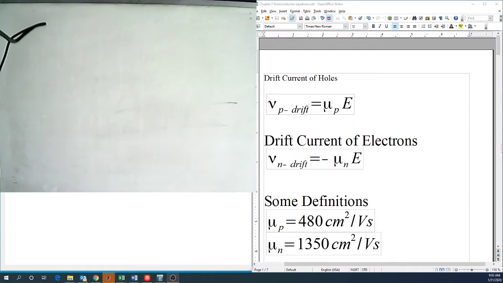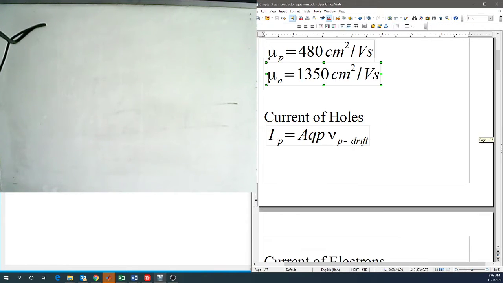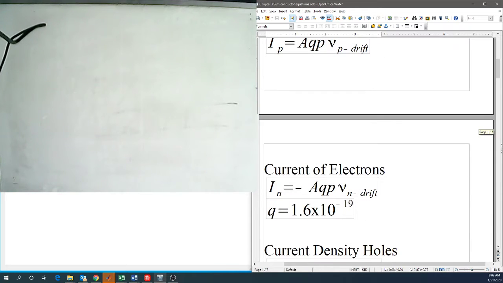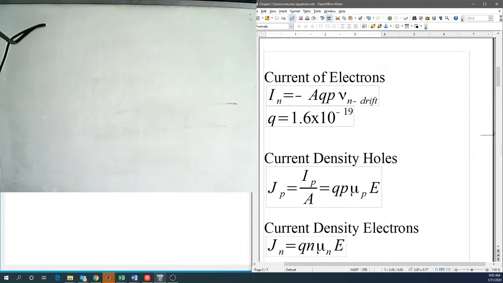Before I get started on today's lecture, I just wanted to review some things from last time just to get the equations right. This is the drift current of holes, the drift current of electrons. These values are not set in stone. They can change depending on how you dope your material and the temperature of the material, but these are good values for the mobility of holes and electrons. The current of holes and the current of electrons along with the charge of an electron. So those are some good equations to have on hand.